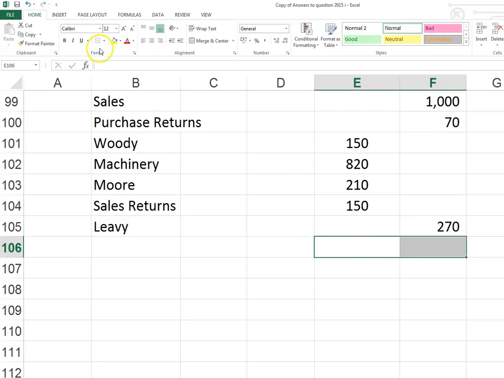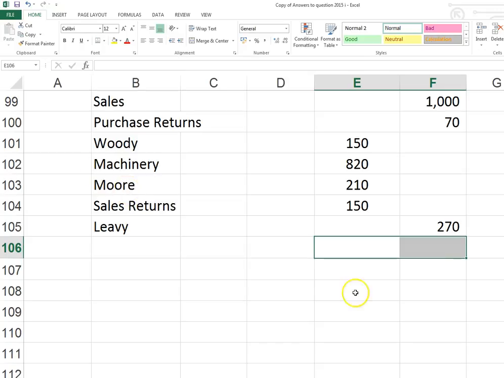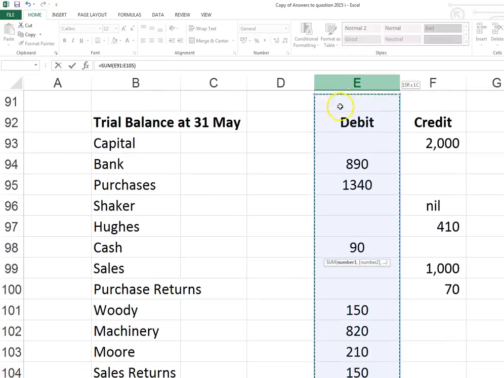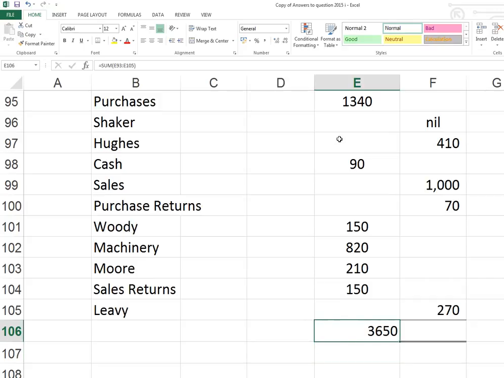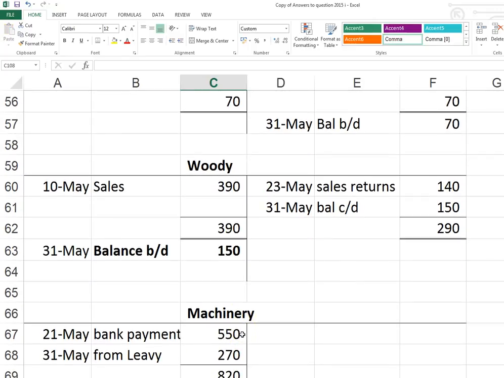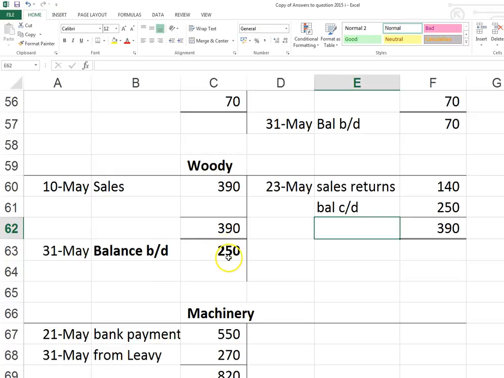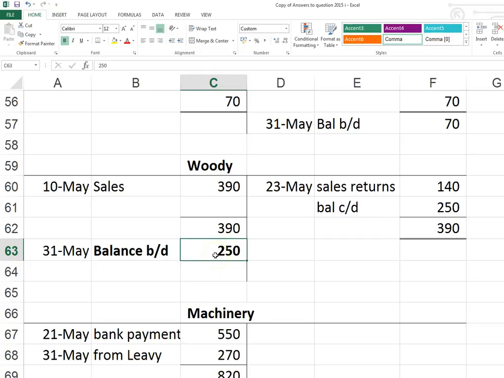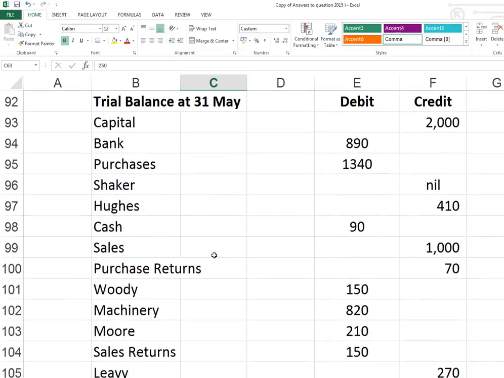And when you've done that, you're very nearly finished. We just put in a total and we add up both sides. So that should be 3750. What did I leave out? Yes, the perils of not using a calculator when you should. Woody 390 on the debit side, less 140. That's when I balanced this off. I should have said the difference between 390 and 140 is 250, not 150. So 250 is the balance brought down for Woody. So that's how you find out if you make a mistake. I'd like to say that was deliberate. Maybe I should.